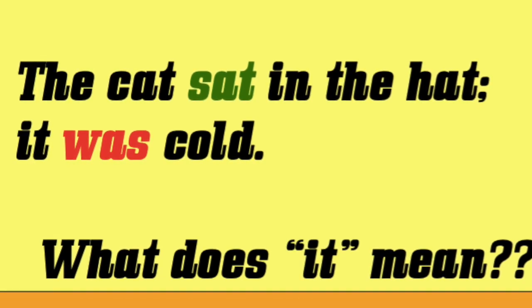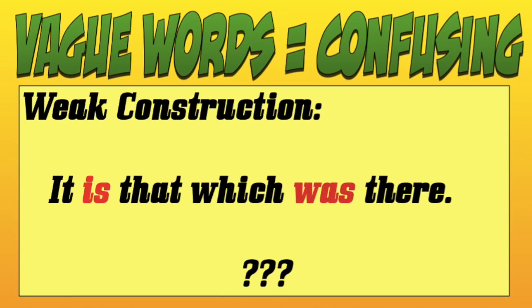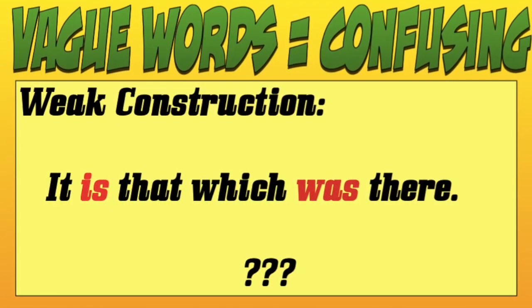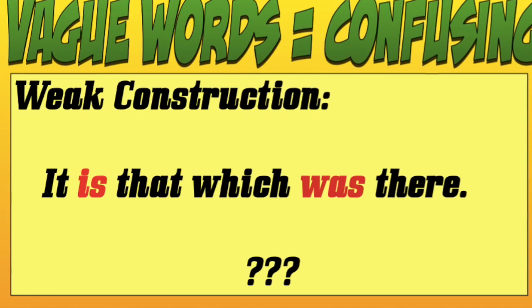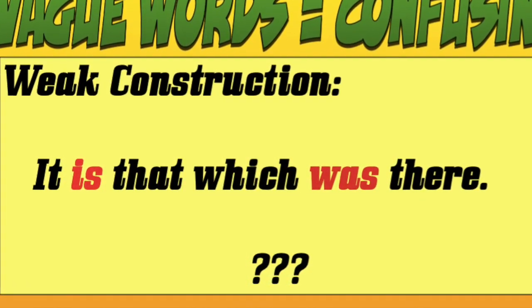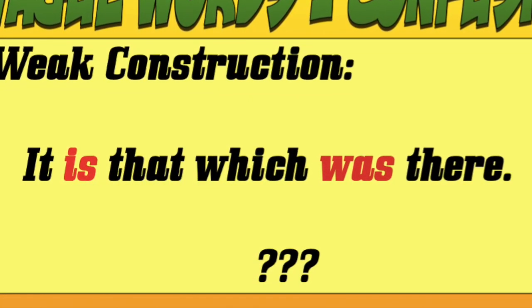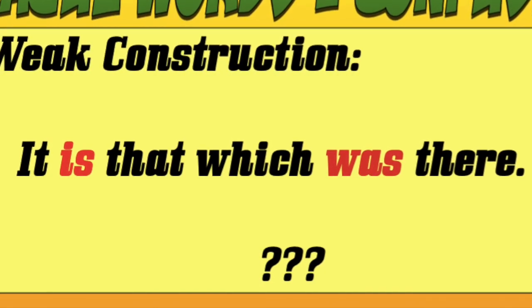The last example I'll leave you with. Tell me what this sentence means. It's in English, it's grammatically correct. Here we go. It is that which was there. Without reference, those words create nonsense, confusion, chaos. It is that which was there. Please avoid setting up sentences like that using those words if you don't need to.